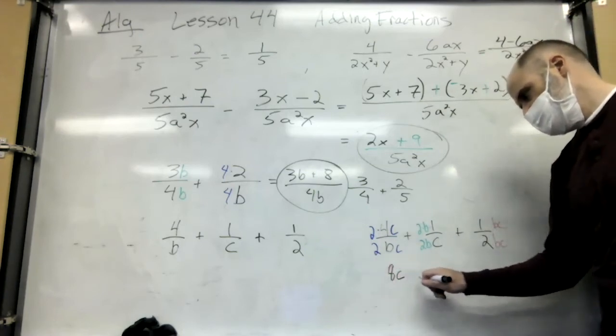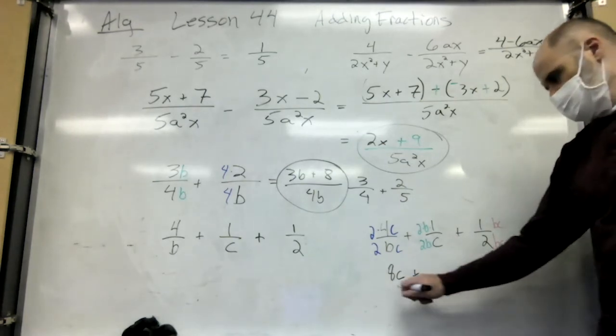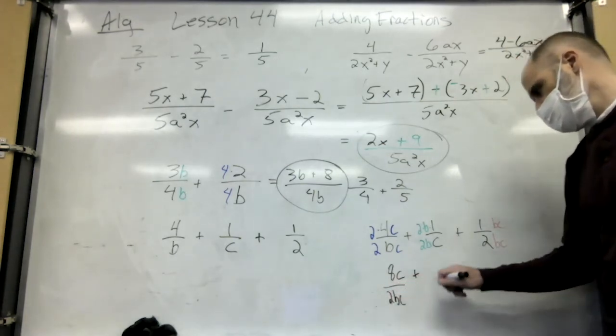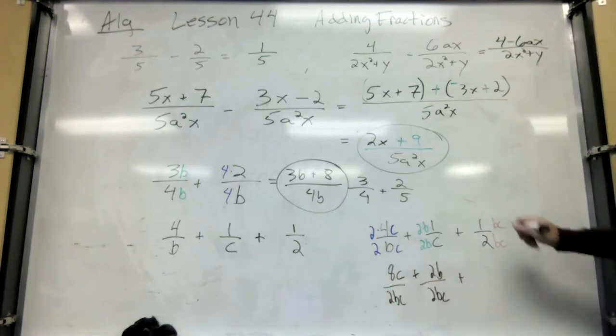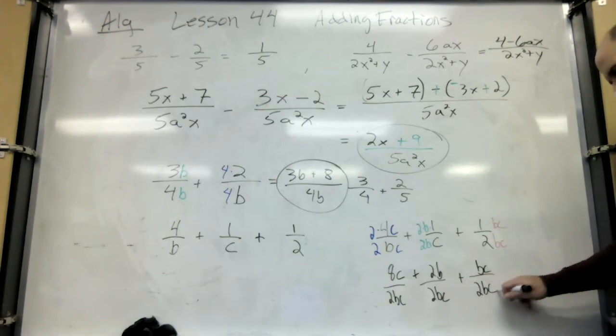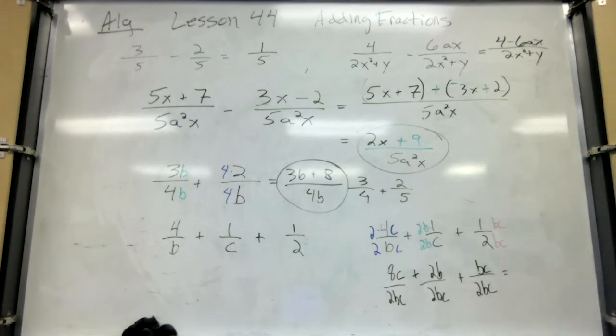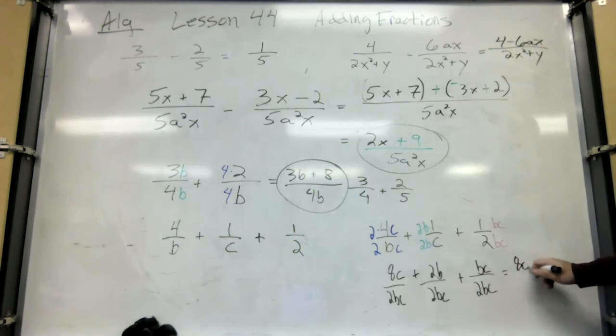8C. And then what's 2 times B times 1? Yep, 2B. And then what's 1 times BC? BC, right? And then 2 times BC is still 2BC. Okay, so now that you have all the same denominators, you can add. You don't really need to do this step. You could probably figure out from here to here. Okay, so it's AC plus 2B plus BC.